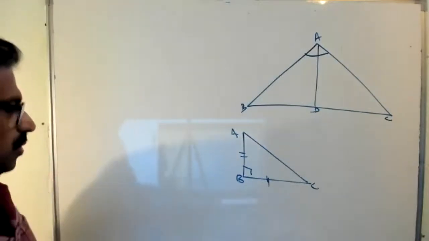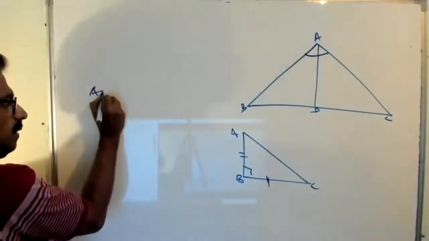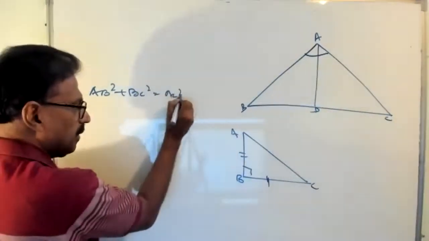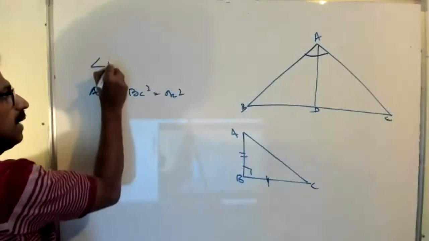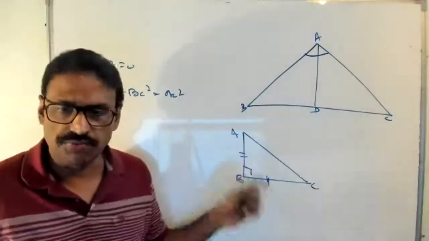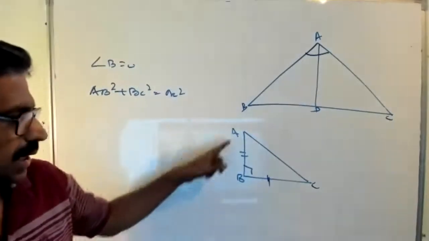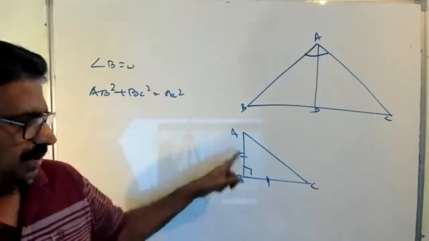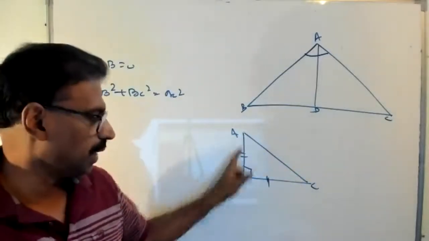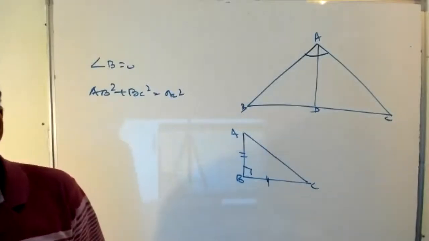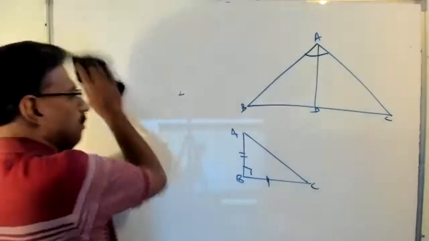Once again, original theorem is what? If angle B 90 degree, we can say AB square plus BC square equal to AC square. Then converse, AC square equal to AB square plus BC square, then we can say angle B 90 degree. Converse of Pythagoras theorem. Okay, back to the question.